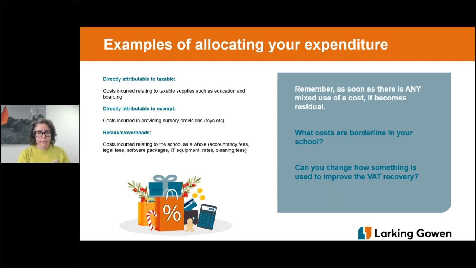So remember here that as soon as there is any mixed use of a cost, it becomes residual. Now, sometimes that might be beneficial because you don't want to have any costs in exempt attribution, or as few costs in exempt attribution as you possibly can. So if you've got a largely exempt building, but there's a little bit of mixed use in there, brilliant, because you can bring all of those costs into your pot and recover more VAT than you otherwise would be able to. Now, the opposite works too. So have a think about what costs might be borderline in your school.